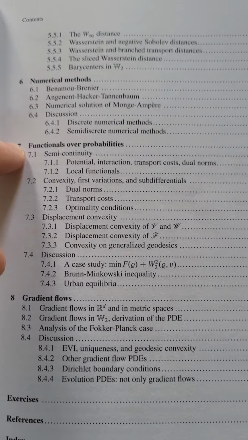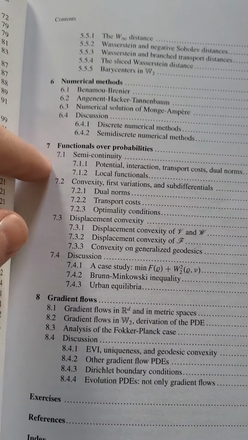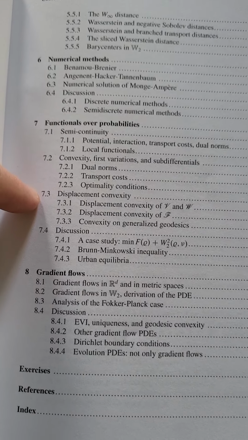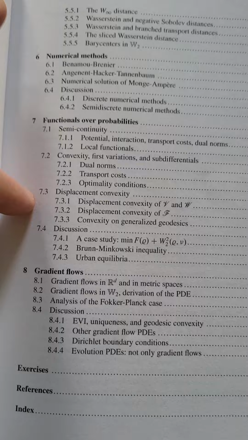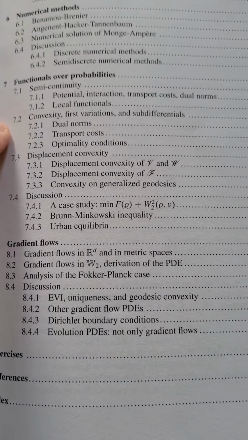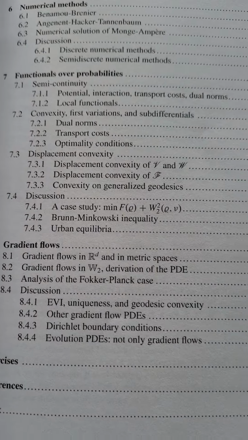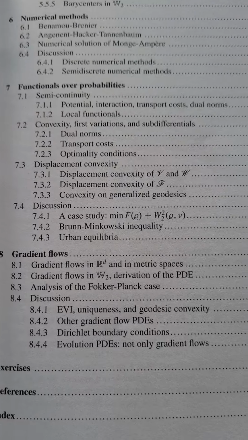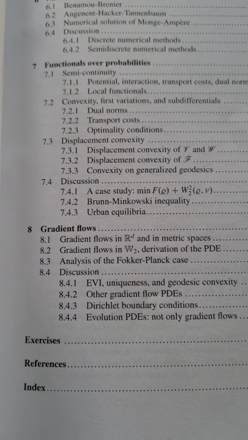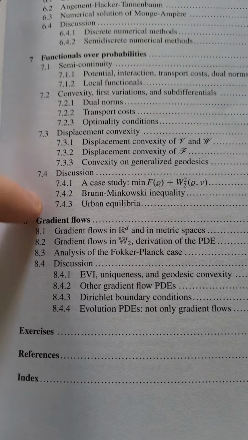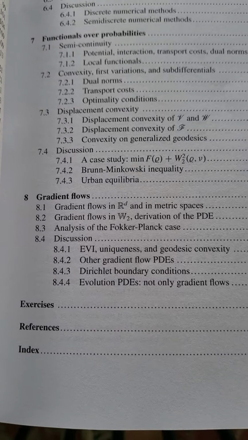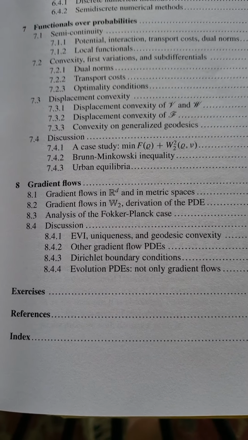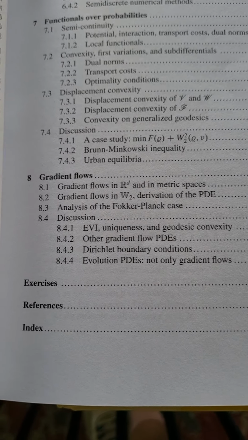Then they start talking about functionals. This is critical. This is going to be some more theoretical build-up here in chapter 7, functionals over probabilities. We're going to be building up the notion of a functional and the important properties: semi-continuity, convexity, first variations, etc. And then finally, we get to chapter 8, gradient flows. Again, chapter 8 is the highlight of the book.